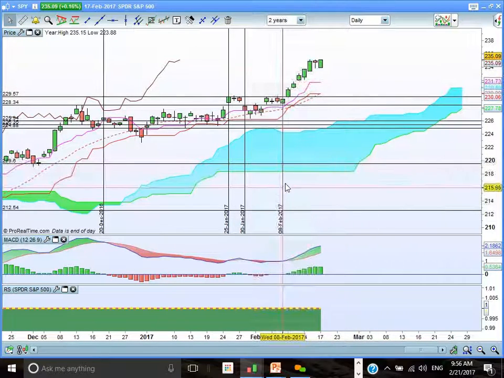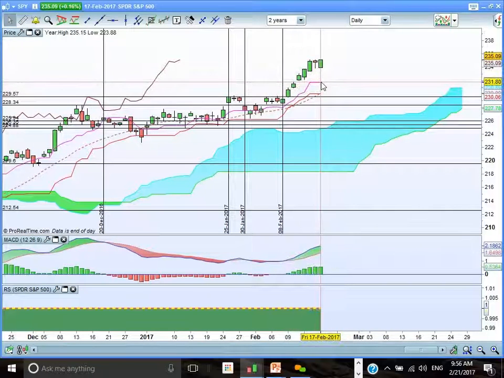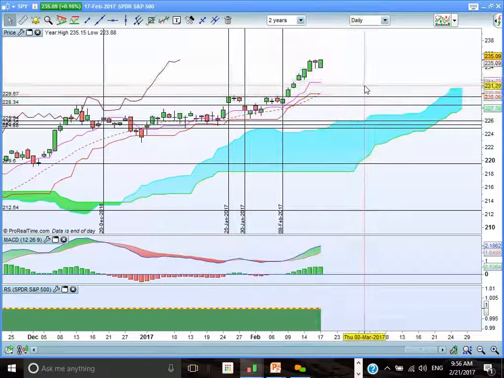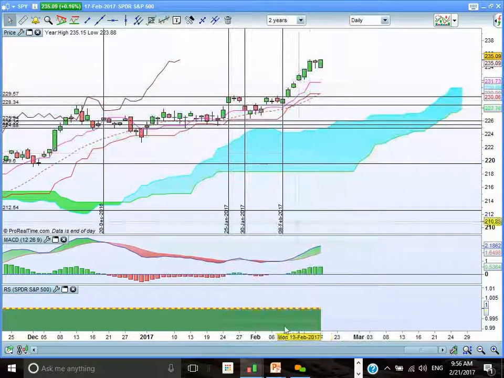Okay, MACD buy signals still remain in place, with downside risk here to the 10 and 20-day moving averages over the short term.